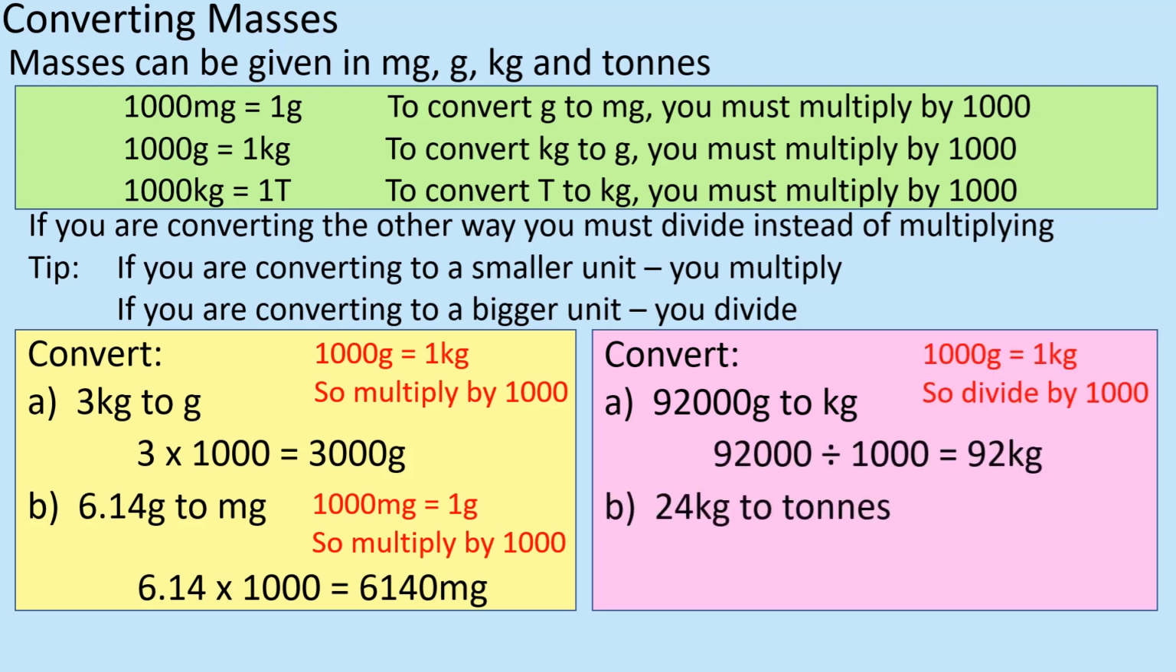And then 24 kilograms to tons, well, my unit is getting bigger, so I need to divide by 1,000, which is going to be 0.024 tons. So that's masses, quite straightforward. You just need to know each of the words, and of course the fact it's all times by thousands.